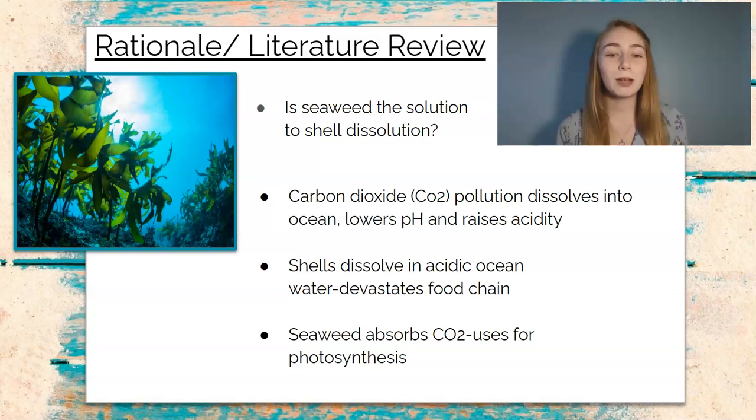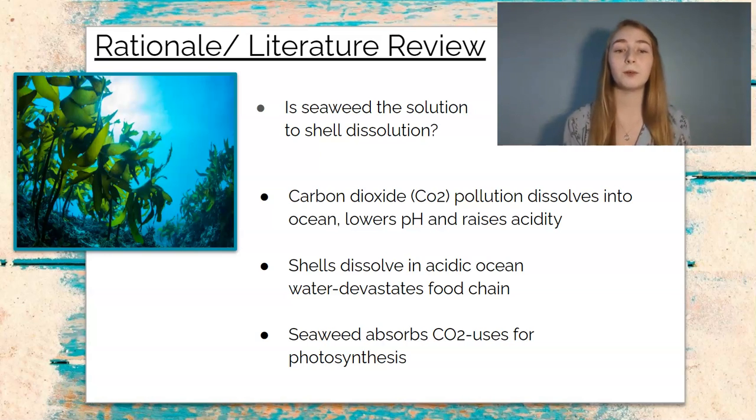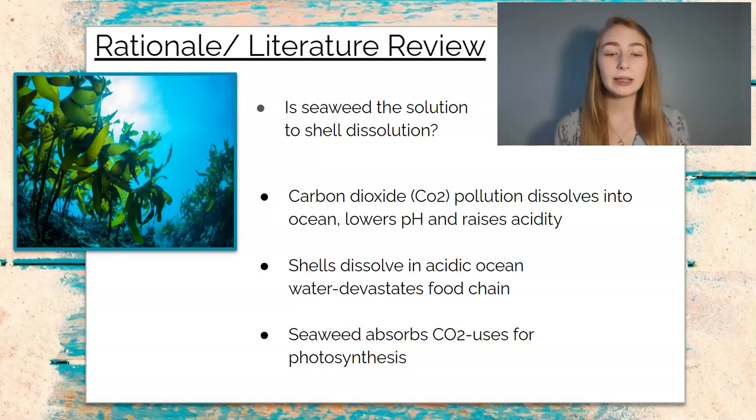Carbon dioxide is a major air pollutant caused by the burning of fossil fuels. 1/4 of CO2 pollution dissolves in the ocean and creates acidic water. Acidic water dissolves the shells of marine creatures. These animals are crucial to the ecosystem and food web. Seaweed takes the CO2 out of the ocean and uses it for photosynthesis. If more seaweed can be grown in the ocean, the water can become less acidic and possibly prevent shell dissolution.